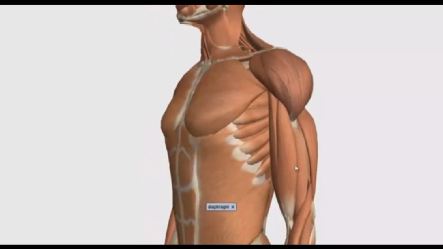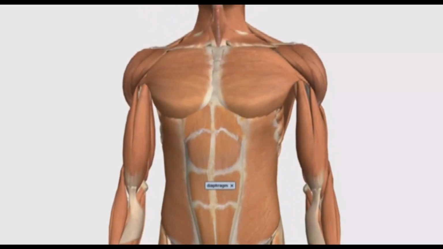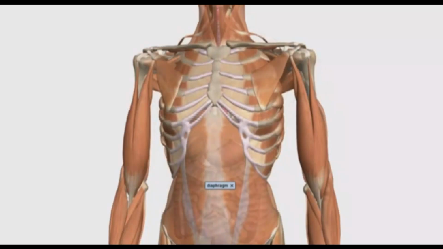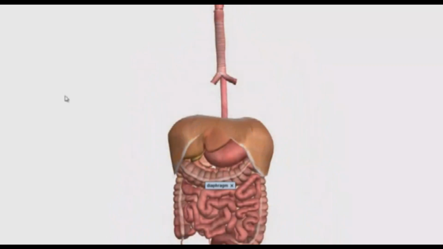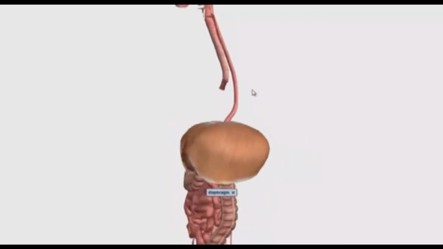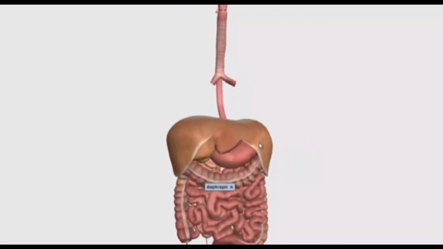So I've just brought in the muscle layer because I just want to remove it to show you where the esophagus passes through into the abdomen. So if I just gradually remove the muscle layer and, well, actually the skeleton as well, you can see that the esophagus passes through the diaphragm. So this is this kind of dome-shaped muscle which helps in respiration. And it passes through the esophageal hiatus in the diaphragm to enter into the abdomen.